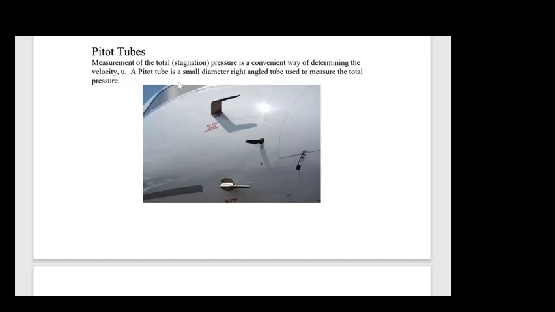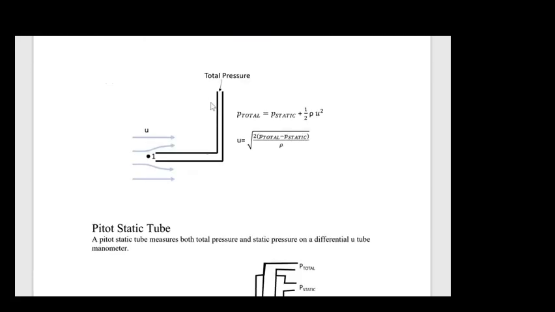Okay, so a pitot tube is a small diameter right-angled tube used to measure the total pressure. So what's actually going on inside this object here? Here we've got a schematic of what's going on. We've got our fluid flowing from left to right, and we've got a right-angled tube, our pitot tube, sat inside that.